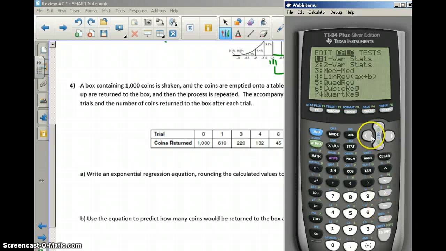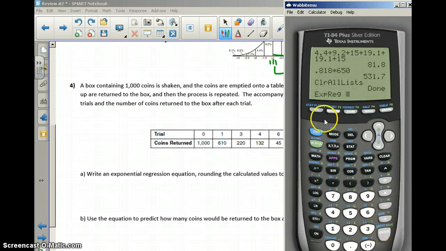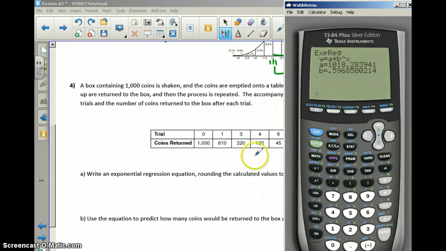And now when I go to calculate, I'm going down to the exponential regression. And here, this is the line where if you have a newer calculator, you would get X, Y, and frequency before you get the word calculate. The older ones don't have that. If you have it, make sure you have nothing on frequency.